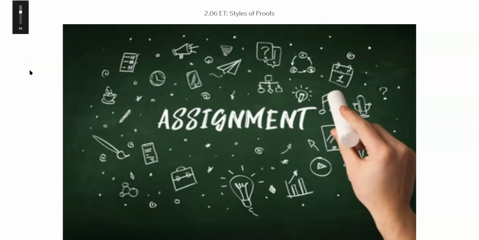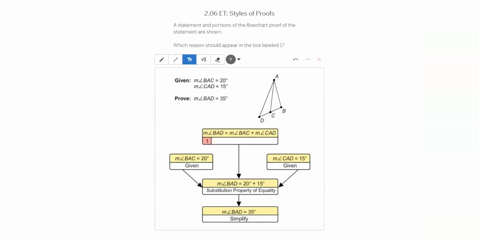Assignment Tutorial 2.06 Exit Ticket Styles of Proof. Here we have a statement and portions of the flowchart to prove our statement. Which reason should appear in the box labeled 1?